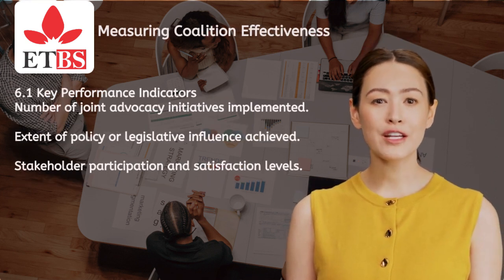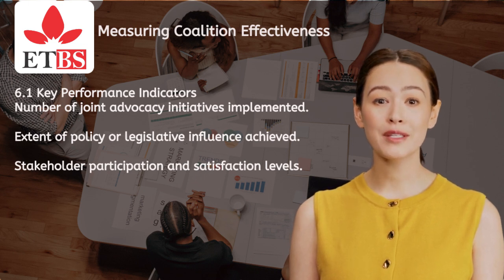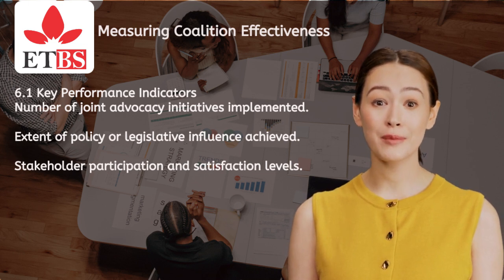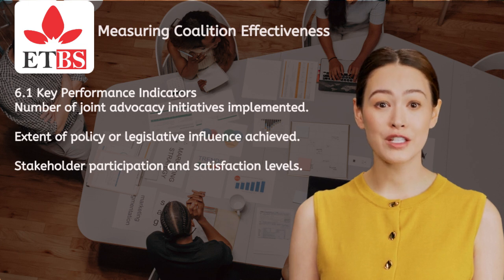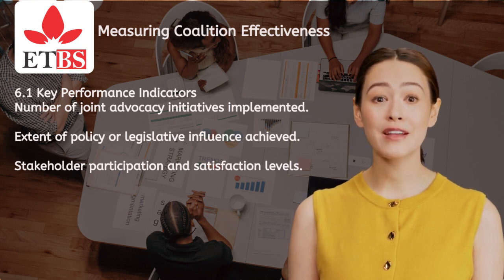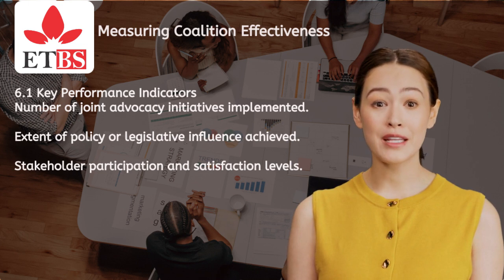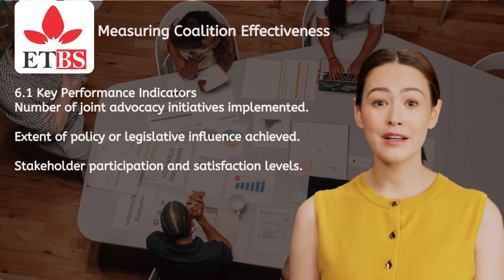6. Measuring coalition effectiveness. 6.1 Key performance indicators: number of joint advocacy initiatives implemented, extent of policy or legislative influence achieved, stakeholder participation and satisfaction levels, media coverage, public engagement, and social impact.